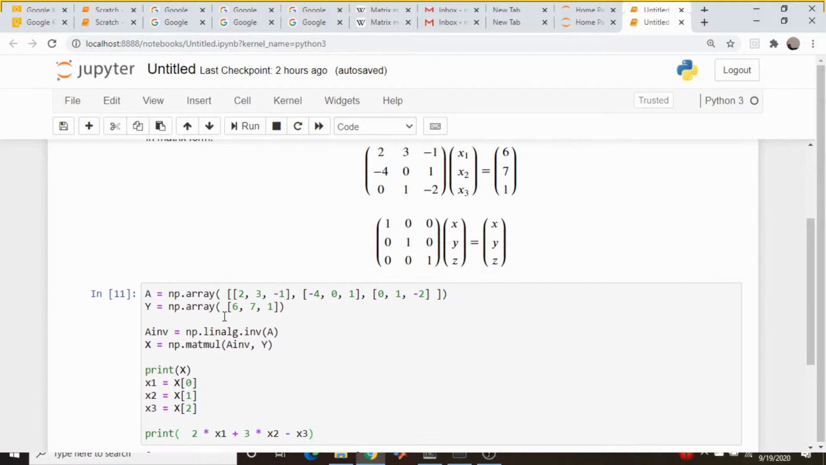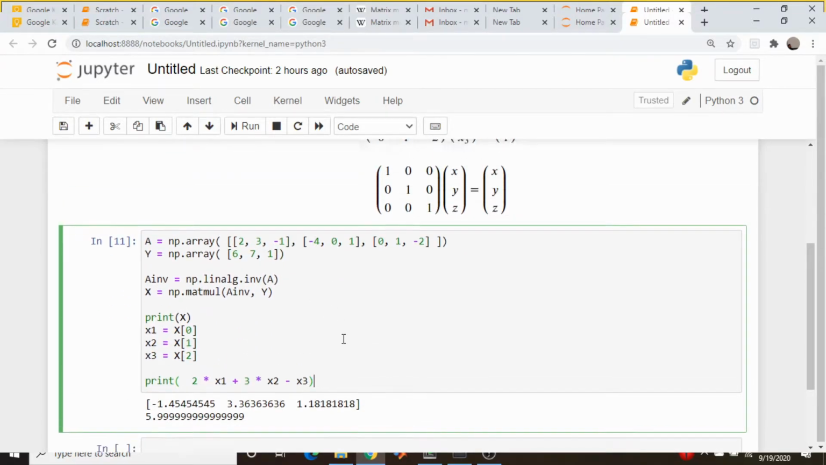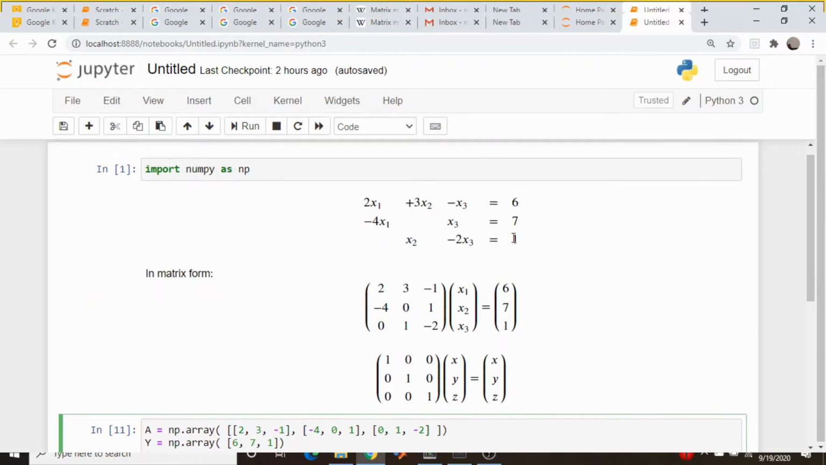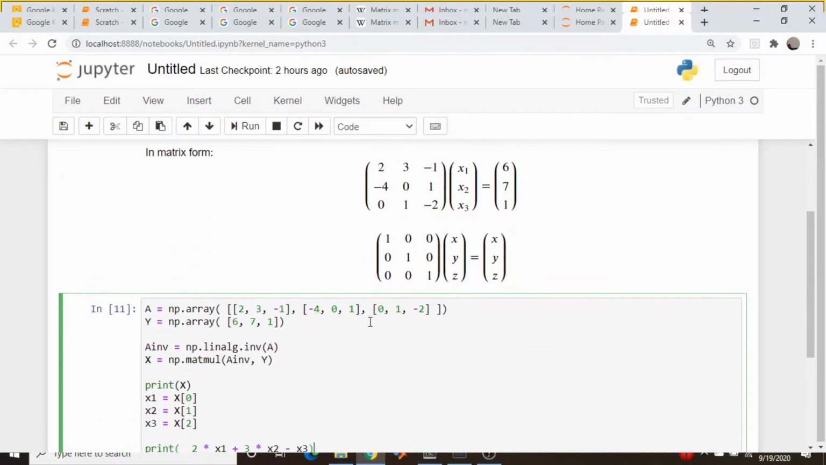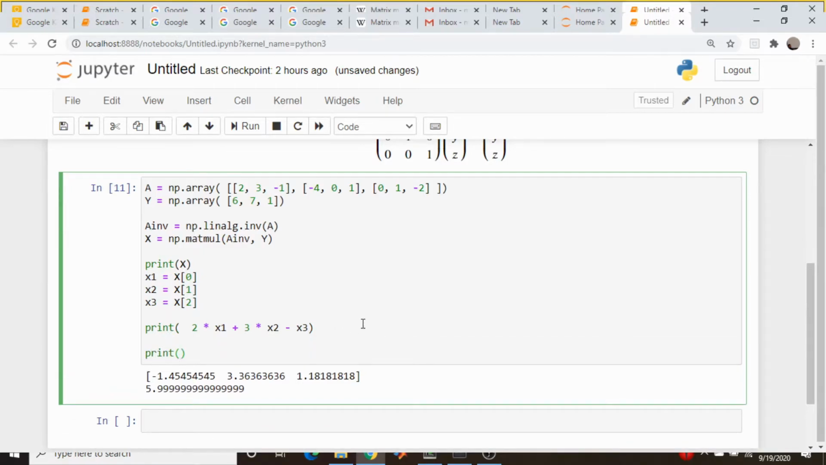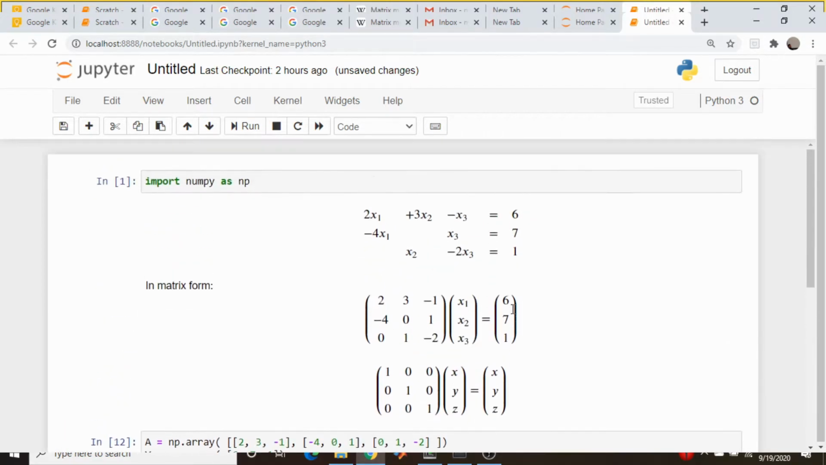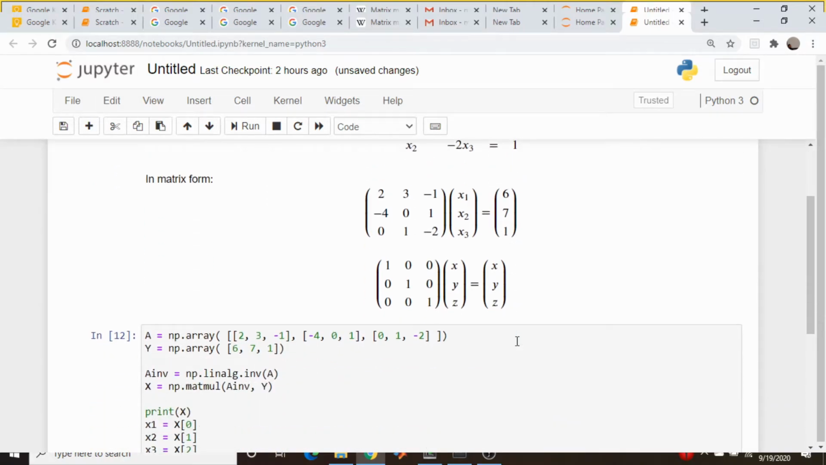So you could do this for all of them, or equivalently you could take your matrix A, multiply it times your solution vector, and it should give you back this vector here. So let's come down here and print A. Oops, we're going to have to do the matrix multiply command. np dot matmul A comma x. 6 7 1, 6 7 1.